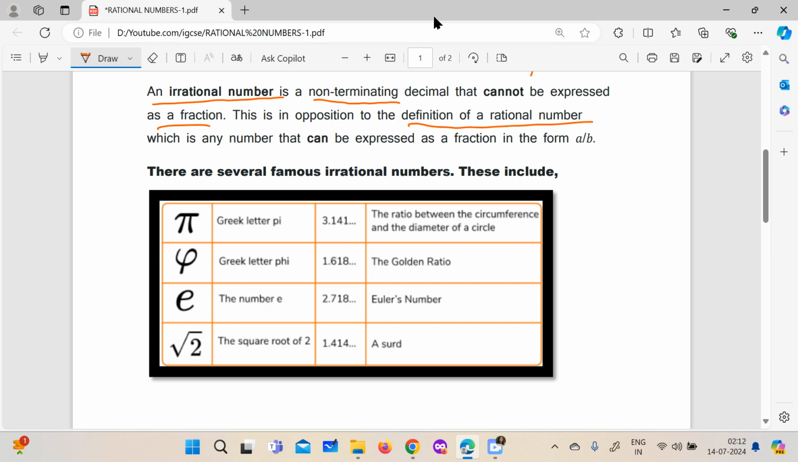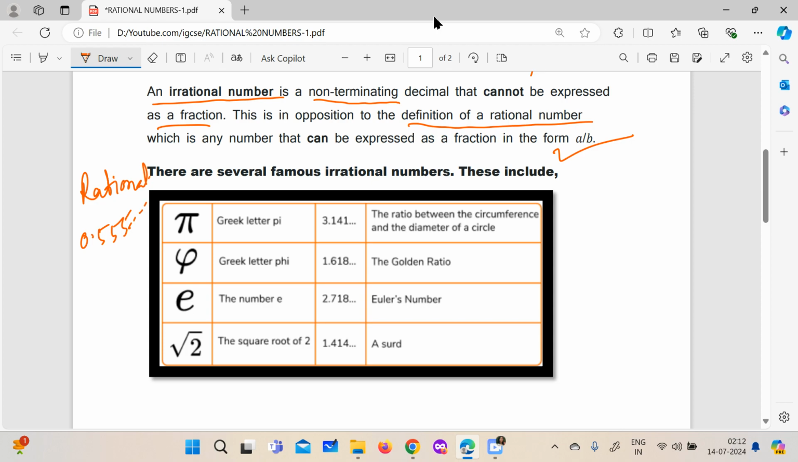Okay, now irrational numbers cannot be expressed in the form a over b. Let's see actually what happens. Now, we saw a few examples of rational numbers. So, your rational number can be 0.5555 and that keeps on going.